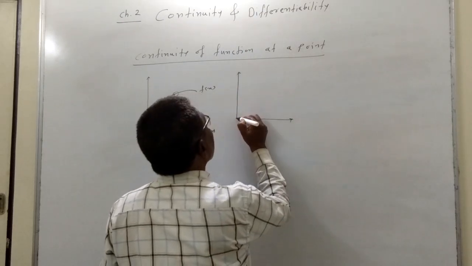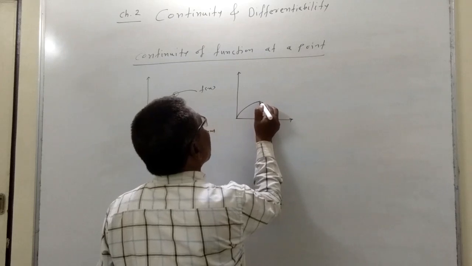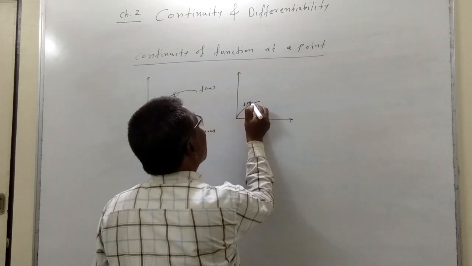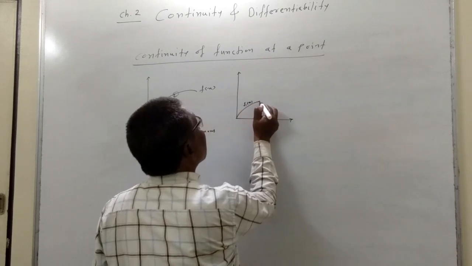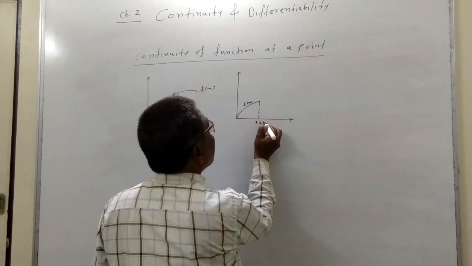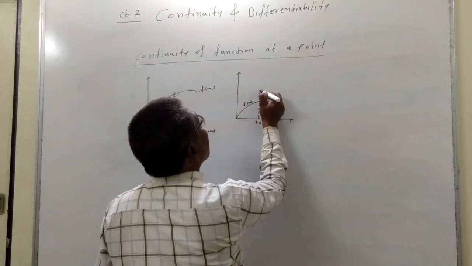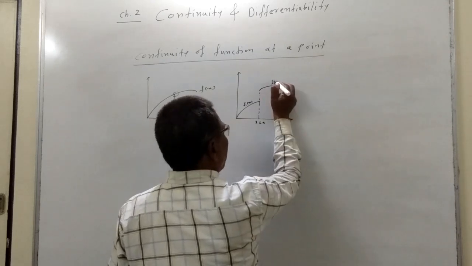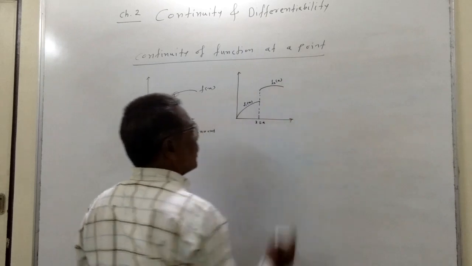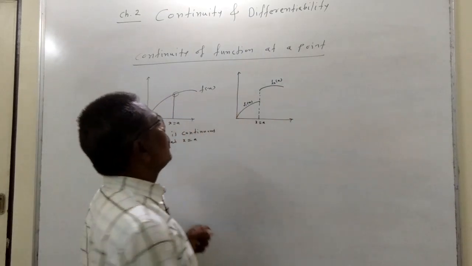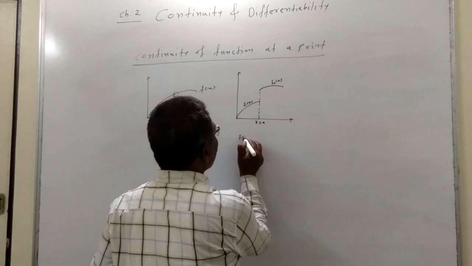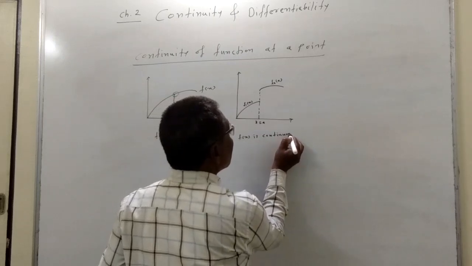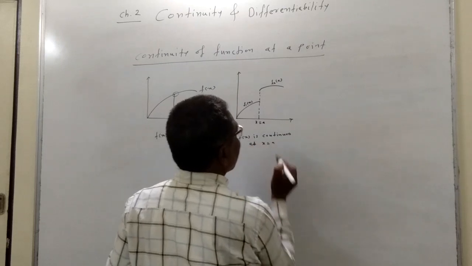Suppose the graph of the function is coming like this. The function is defined in two ways. Suppose this is the function f1 of x, x is equal to a is the point, and here again the graph starts like this. Suppose this function is f2 of x. Now here this function is totally continuous at x is equal to a. So f of x is continuous at x is equal to a.